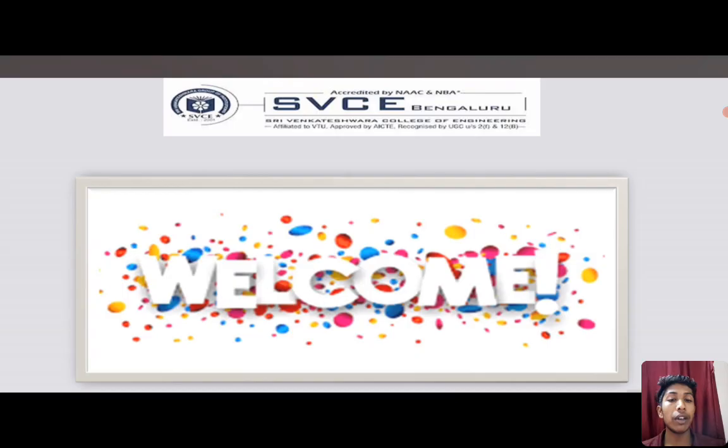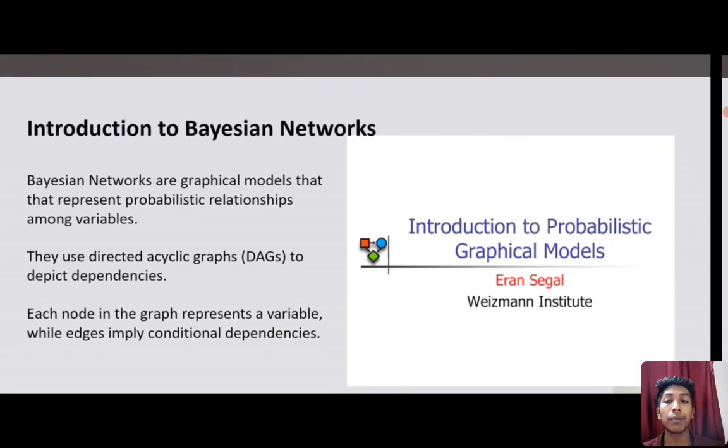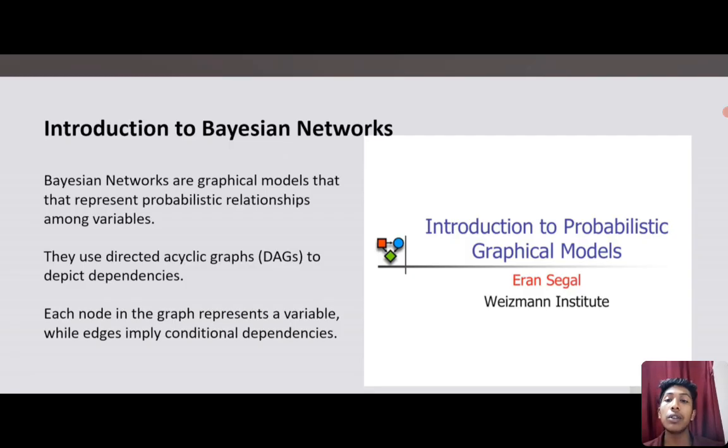Information retrieval. In that we are talking about a probabilistic model. Let's start. Introduction to Bayesian network. Bayesian networks are graphical models that represent probabilistic relationships among variables. They use directed acyclic graphs (DAG) to direct dependencies. Each node in the graph represents a variable while edges imply conditional dependencies.